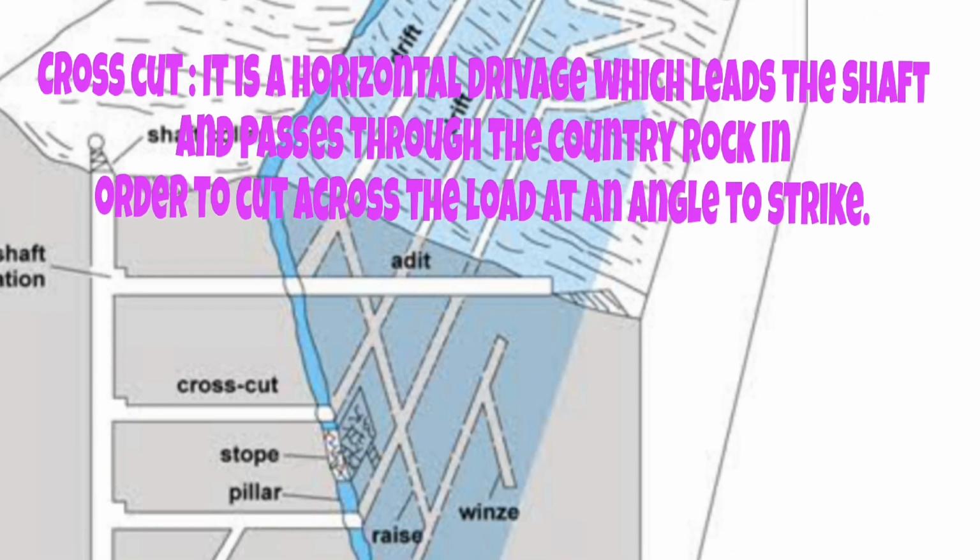Next is the cross cut. What is a cross cut? It is generally a horizontal drivage from the shaft, or passage to the shaft, through the country rock in order to cut across the vein at some angle to the strike. Generally cross cut is used for haulage, ventilation, transportation and other purposes.